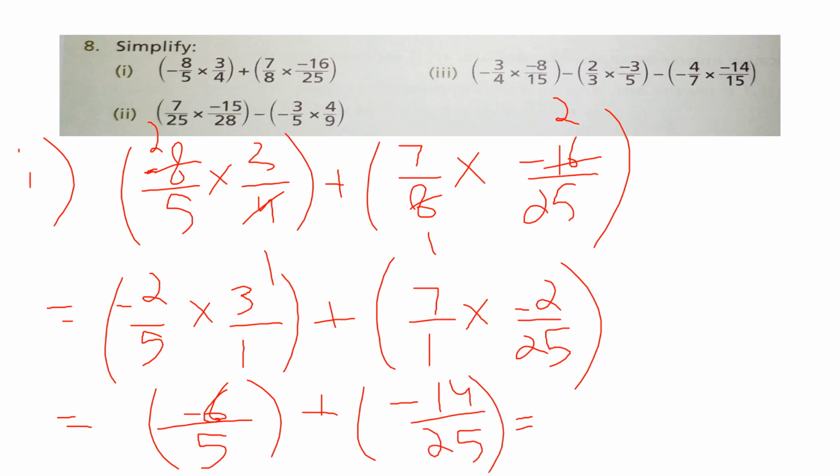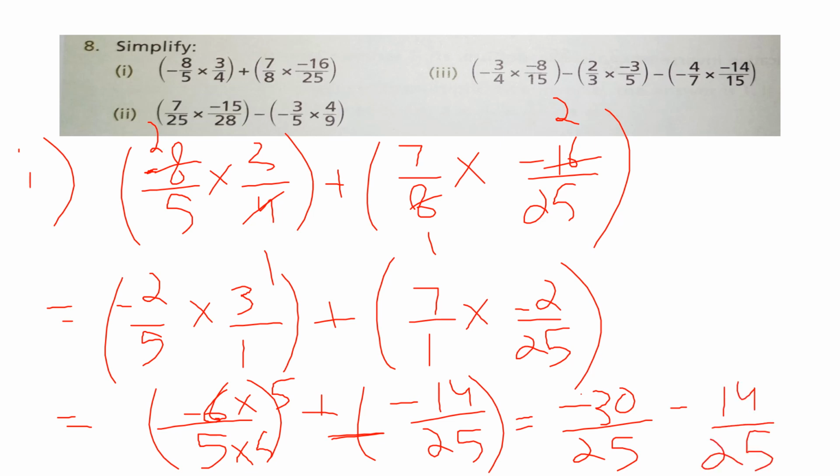Now you have to add or subtract these two fractions, and for that you have to make their denominators the same. While doing multiplication we don't need to make the denominator the same. If we make the denominator the same, we will have to multiply this fraction by 5. So it will become minus 30 by 25 plus minus 14 by 25. Now minus is plus, so 30 plus 14 is 44, and we have a negative sign with the greater number, so it will be minus 44 by 25. So this is the answer.